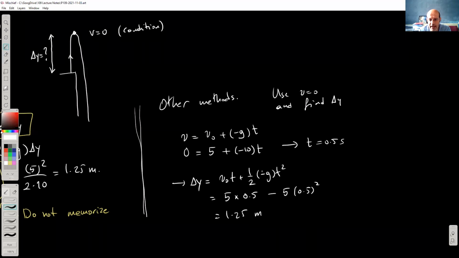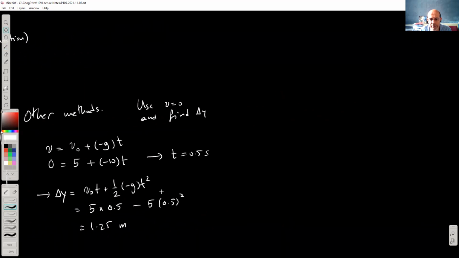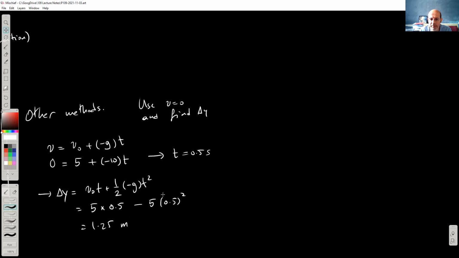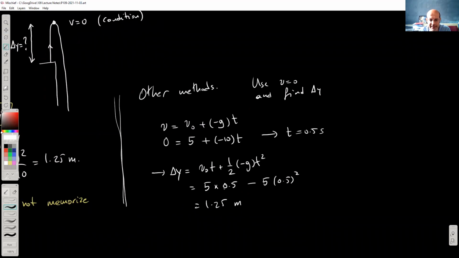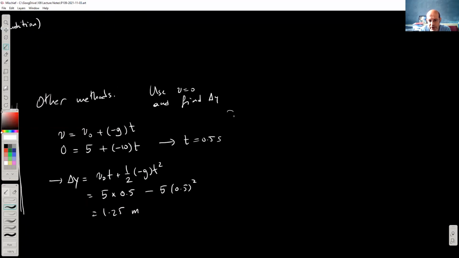You can also do it like that. How else can you do it? You also know the average velocity, but you don't know the time. I don't know, there might be some other methods as well. Once you find the time, then you can use any other method. Yeah, you can use this one.